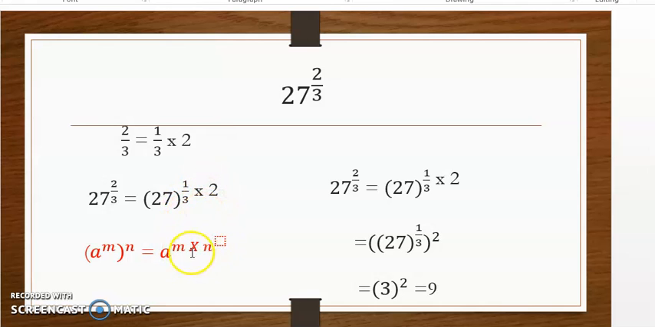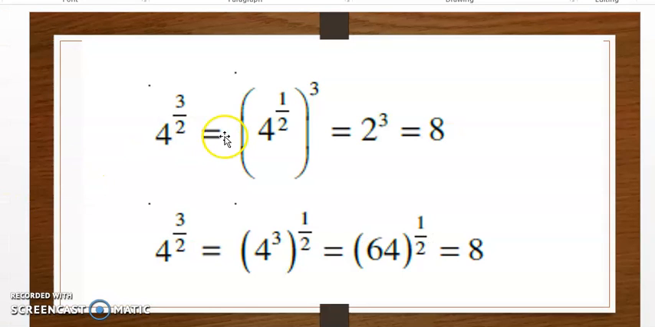So a power m into n is equal to a power m the whole power n. So 27 power 1 by 3 into 2 is equal to 27 power 1 by 3 the whole power 2. 27 power 1 by 3 is 3, and that the whole square is 9. Okay, I hope you understood that concept. Let us look at another example.